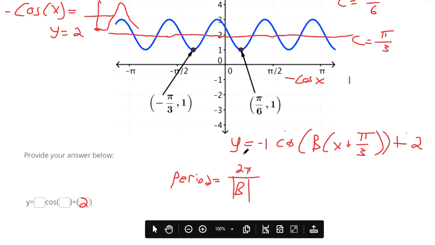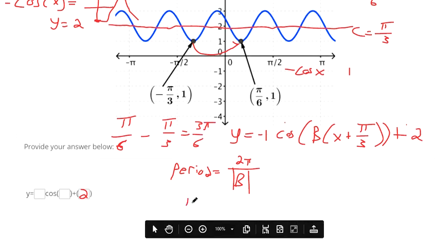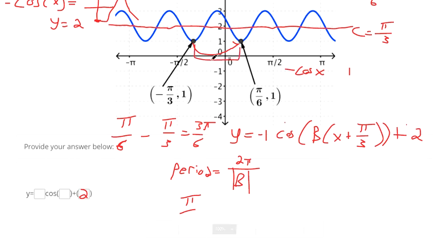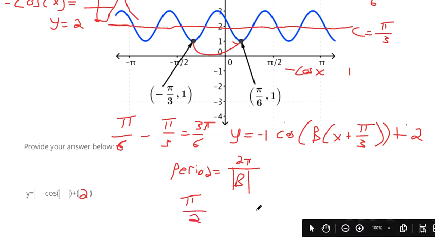This is the formula for the period. The period is how long it takes until the graph starts repeating itself. So if we go pi over 6 minus pi over 3, if we make this subtraction happen, it's 3 pi over 6, which is pi over 2, that's our period. Because that tells us the distance from here to here. Subtract 2 points, or subtract those 2 coordinates, and that'll tell you the distance between them. Okay, so the period is pi over 2.